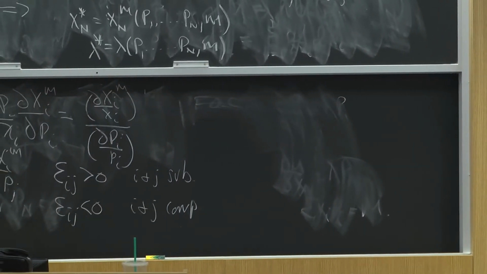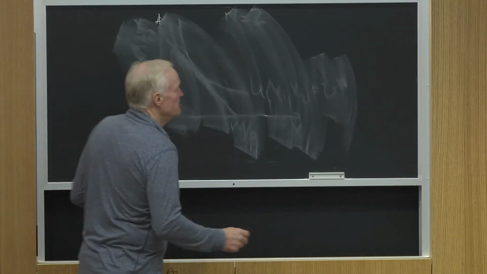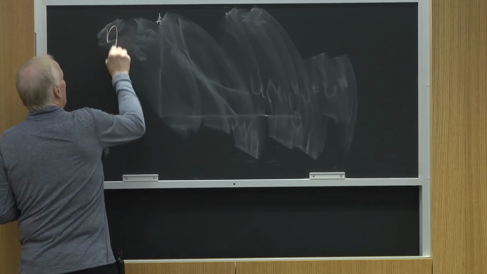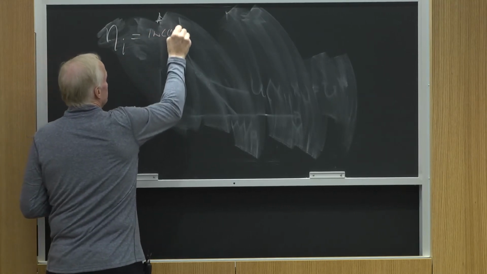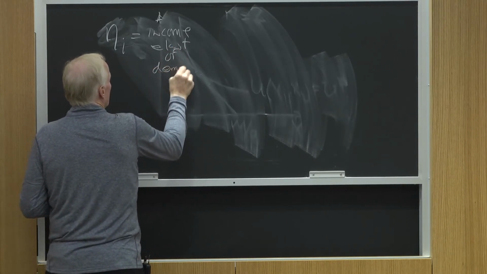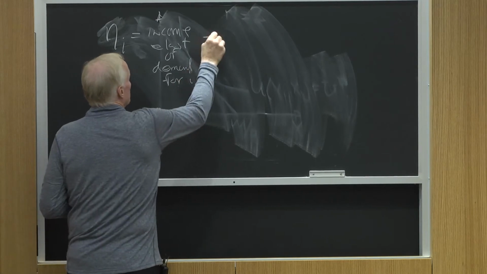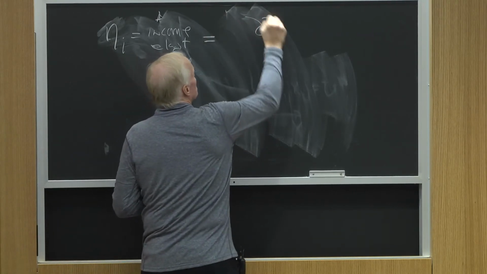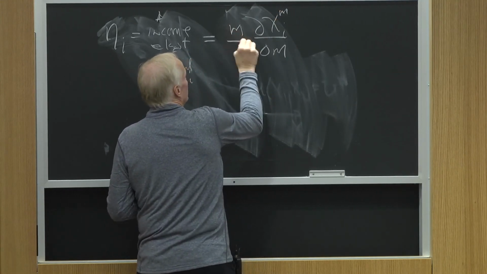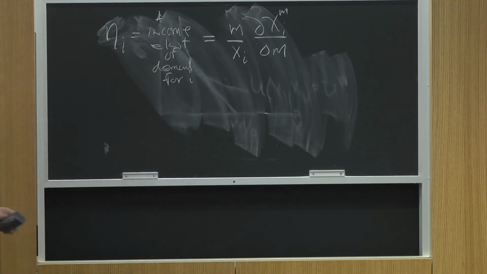Any questions? There's one final set of elasticities you can talk about, which is epsilon_iM, or I'll call it eta_i, which is the income elasticity of demand for good i, which is partial x_i over partial m times m over x_i. And that measures how the consumption of good i responds to a change in income.